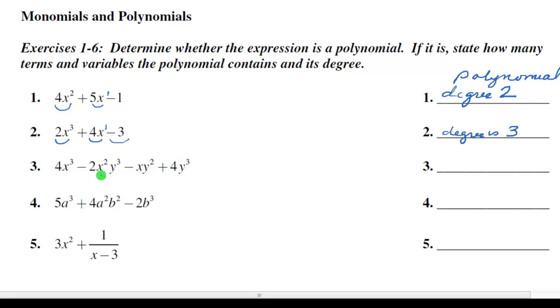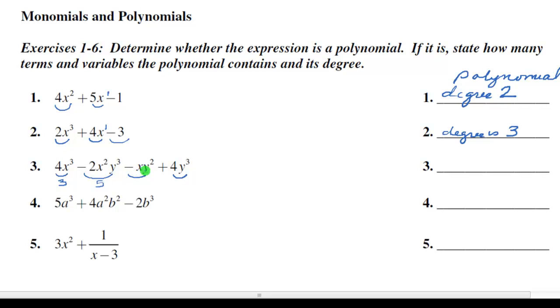Number 3, let's look at this expression. Is it a polynomial? If you answered yes, you are right. And it has 1, 2, 3, 4 terms. It has 4 terms. And now we're going to look at the degree of each term. So this first term, the 4x cubed, has degree 3. The negative 2x cubed y cubed has degree 5, because you add together the exponents on the variables. So this term has degree 5.